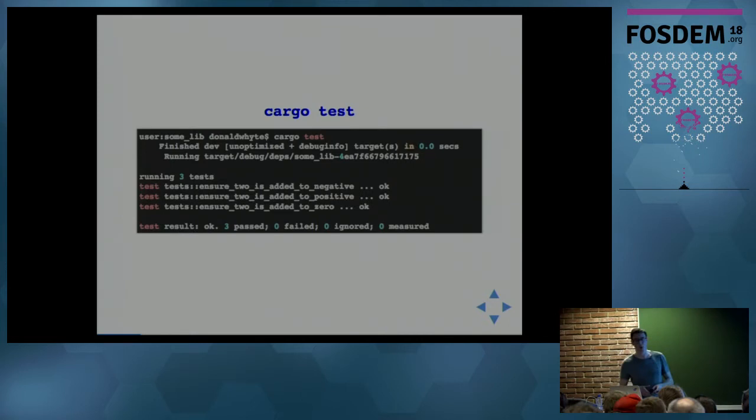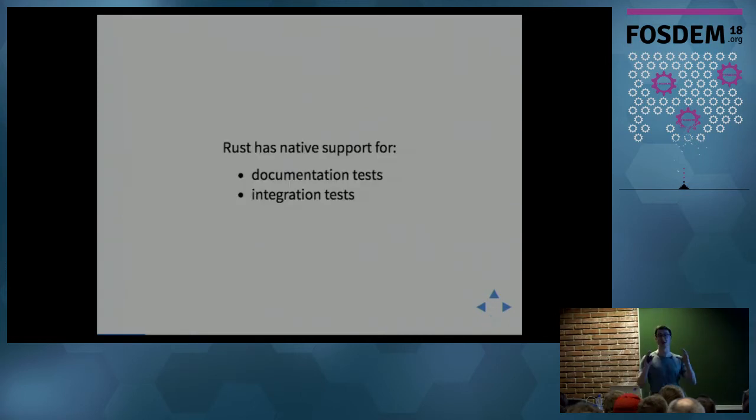Rust has native support for documentation tests, which run example code that is in your documentation to make sure your example code and your library don't misalign, as well as integration tests. But again, the focus here is on unit tests and mocking.